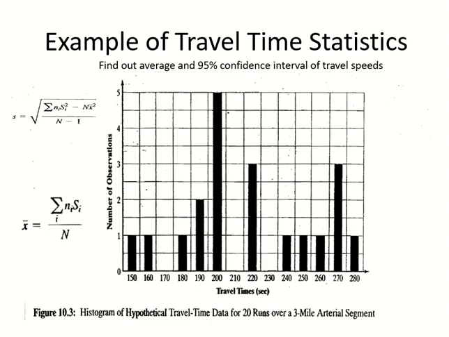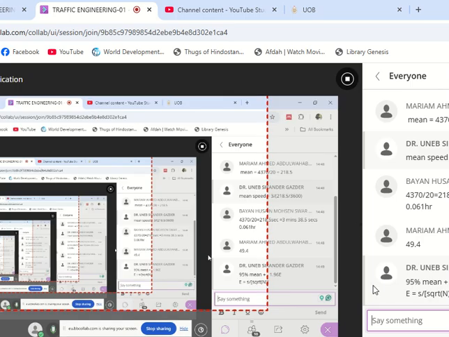I will calculate 95% confidence interval of travel time first. So I will do 218.5 plus minus 1.96, and E is S, which I don't know yet, square root of 20.